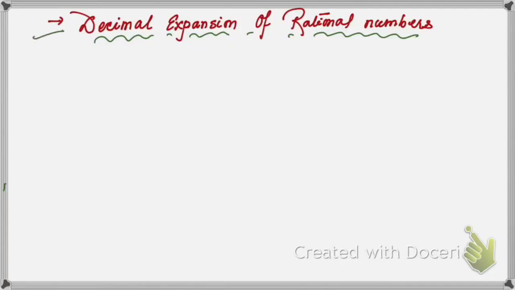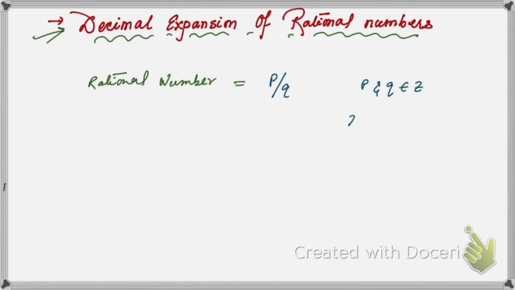Now let us discuss the next topic, that is decimal expansion of a rational number. Suppose you have a rational number. A rational number can be written in this form, p by q, where p and q are integers, p, q belongs to Z. Z represents the set of all integers, that means 0, 1, 2, and so on, and -1, -2, and so on, right? And q should not be equal to 0. If q is 0, that means the denominator is 0, then this is not defined.